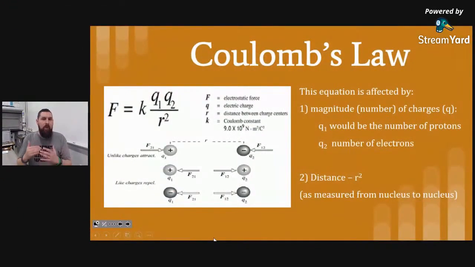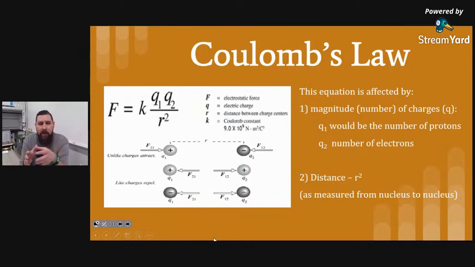Okay? So Coulomb's law is the first place that we need to stop and talk about periodic trends, and what governs those trends. When we look at this equation, force equals K times Q1, Q2, all divided by R squared, this is what gives us a fundamental idea of the forces of attraction that are occurring between the nucleus and the electrons within an atom. We can also use this same equation to talk about repulsive forces.